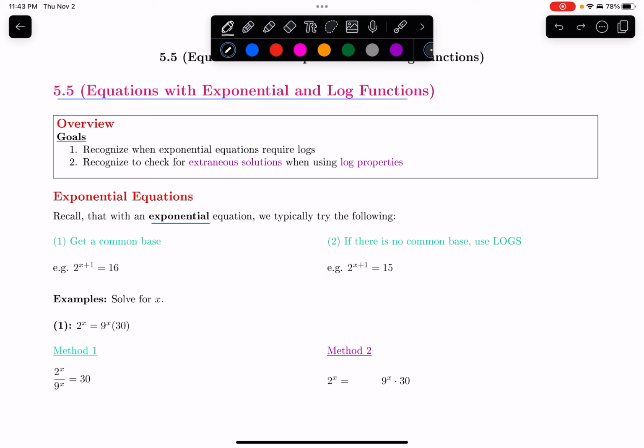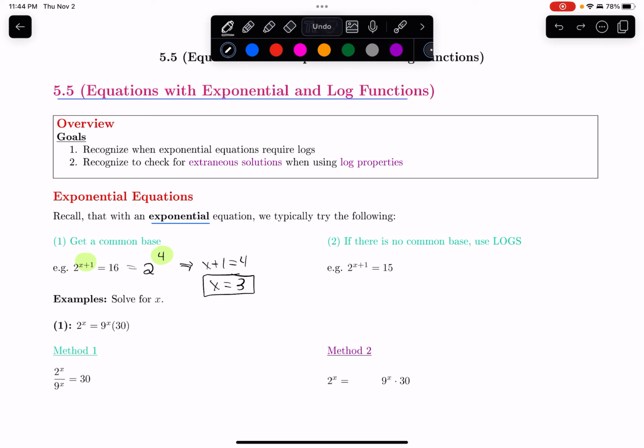We typically try the following if we have an exponential equation. First, we try to get a common base if there is one. Here's an example. In this equation, I can get a common base because 16 is 2 to a power. It's just 2 to the 4. And if I have 2 to a power equals 2 to a power, well, the powers have to be equal. So setting them equal, we get that x plus 1 is equal to 4. If I move the 1 over, we get x is 3. All right, that's my answer. So if I can get a common base, I want to try to do that.